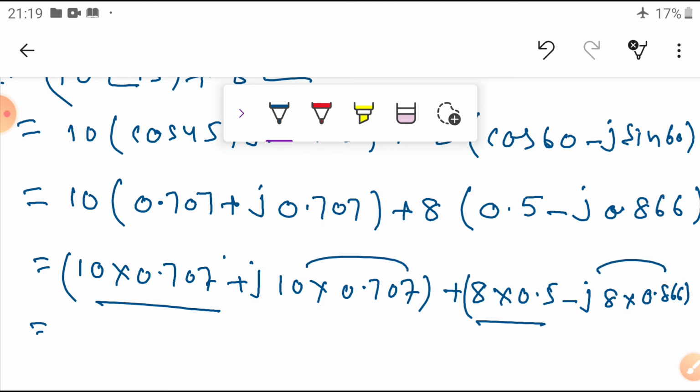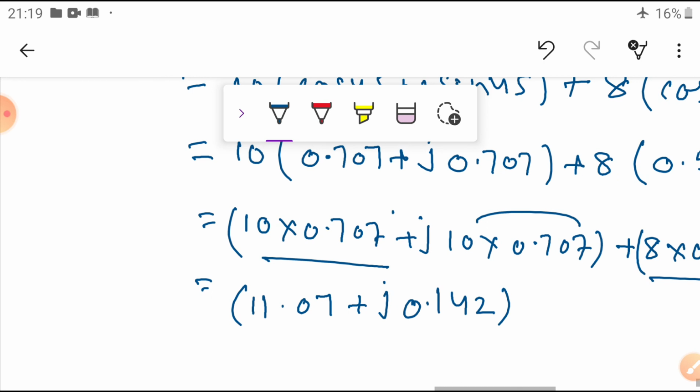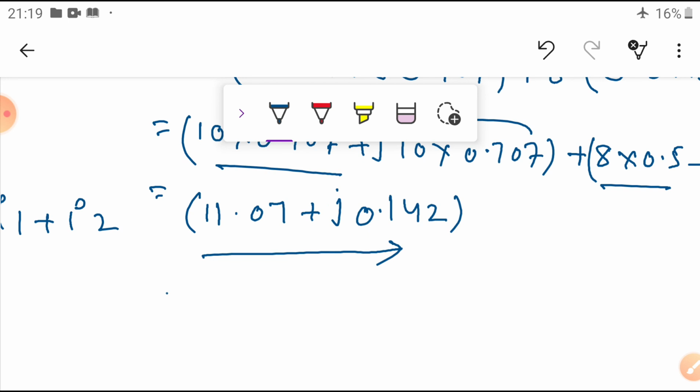So we are going to get nearly 11.07 plus j of 0.142, this is the imaginary part. Okay, so this is the final answer, dear students. I1 plus I2 current is equal to this in the rectangular form. Suppose you want to convert to the polar form, by using your calculators simply convert it: 11.07 at an angle of 0.735 degrees. This is the addition of two currents.